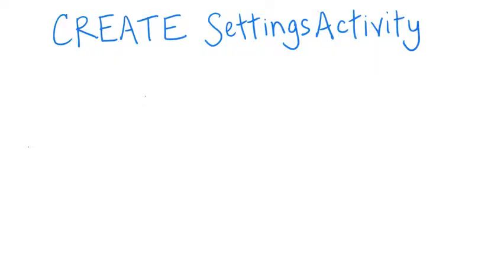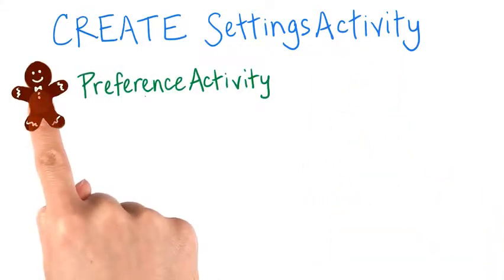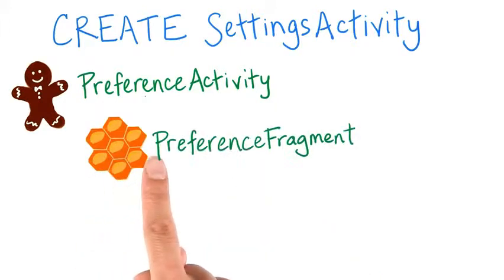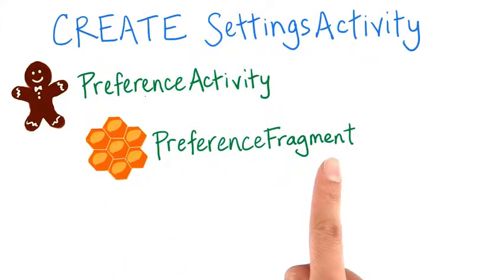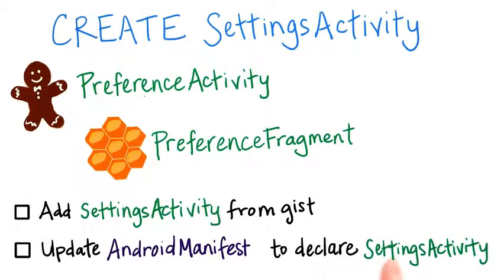We'll take advantage of what the framework offers in order to build our settings activity. Since we're supporting Gingerbread devices, we'll use the preference activity class. If you're targeting Honeycomb or later, you'll want to use the preference fragment class. Create a new settings activity class from the gist provided below. Update the Android manifest to declare this new activity. You can see the way detail activity is declared as an example. If you see that APIs are deprecated, that's okay. That's a side effect of using preference activity in order to target Gingerbread devices.